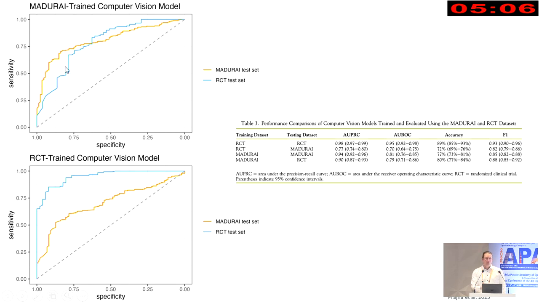Whereas if you train the model on the representative data, the MODER-I data set, it performs pretty well on its own internal test set, and it also generalizes to that RCT test set. So I think this just speaks to the importance of having representative, ideally consecutively collected data when you're training and evaluating these models, to make sure that they actually generalize to real-world populations.